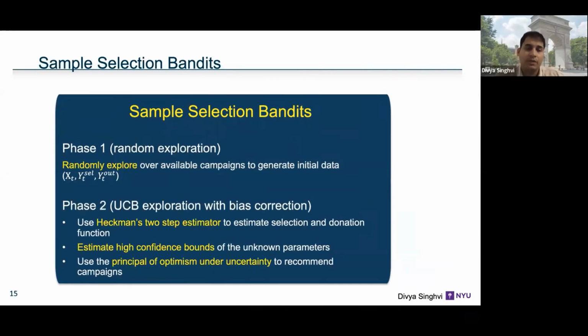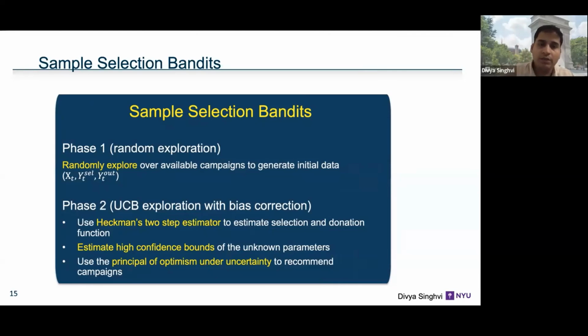So this phase 2 by itself has a couple of steps, and let me briefly talk about all these steps. First, we use the data that has been generated to come up with estimates of both selection and donation parameters using the Heckman two-step estimator. Then, we construct confidence sets for all the unknown parameters. So these are ellipsoidal uncertainty sets of both beta 1 and beta 2, the parameters that govern selection as well as donation. Finally, we use the principle of optimism under uncertainty to recommend campaigns, like one would do in a UCB-type bandit algorithm. Okay. So the main difference here is to use the Heckman two-step estimator and merge it with the UCB bandit idea so that we can in fact correct for this selection bias.